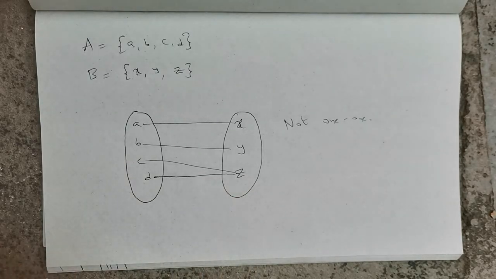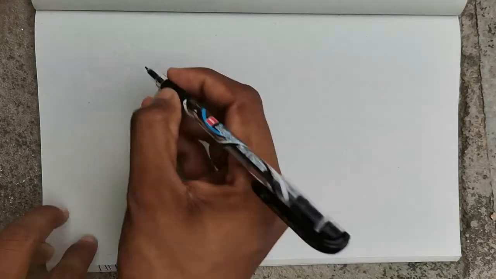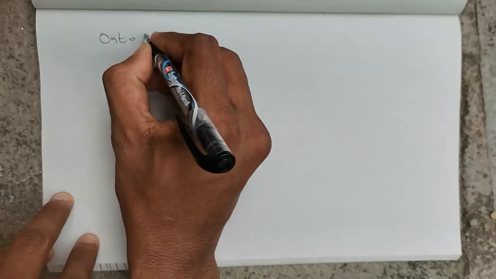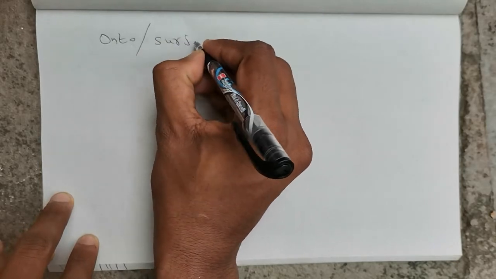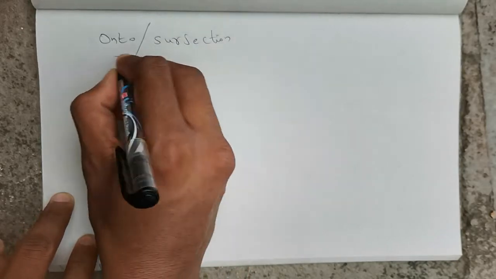This is 1. Now let us move to the next type, that is onto. Next type is onto or surjection. The previous one is 1 or injection. This is onto or surjection.